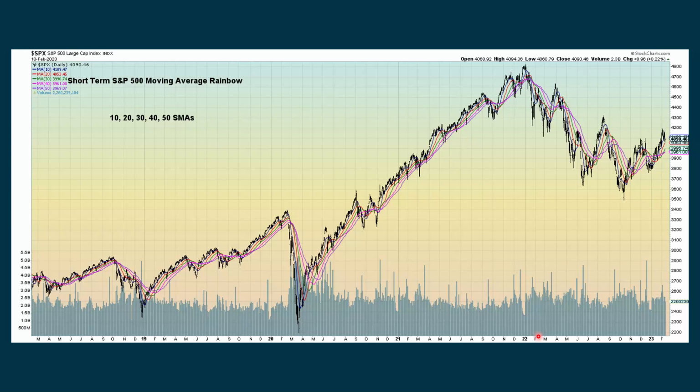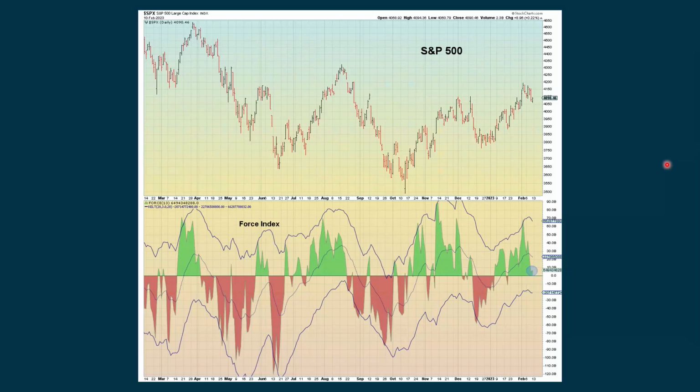Some short-term indicators. Here's our rainbow. We're still above the 10 through 50 simple moving averages, so this is holding up. We're currently using the 20-period exponential moving average as support. If we see more weakness, we will start to come down inside of this rainbow.